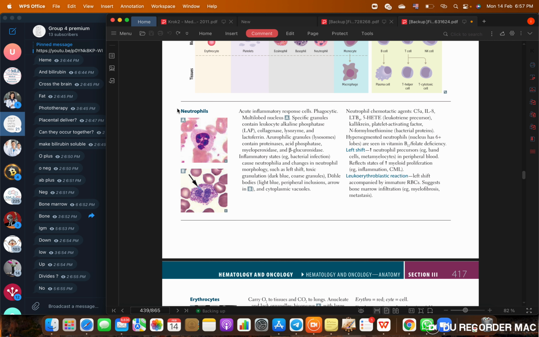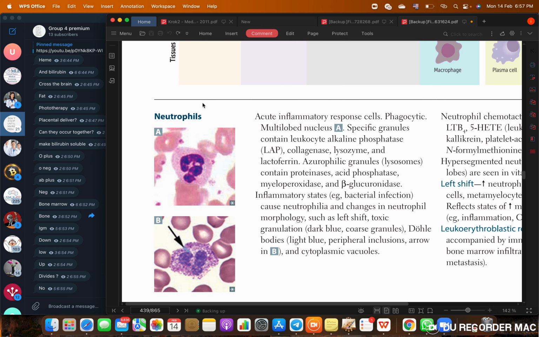The neutrophils are as follows. Acute inflammatory response cells. Remember, neutrophils are acute inflammation. Lymphocytes are chronic inflammation. They have phagocytic function, which means they can eat. Phago means eat the debris, and they have multiple nuclei, multi-lobed nuclei. Specific granules inside of them contain leukocyte alkaline phosphatase. This will be super important, and it will help us differentiate if the patient has a leukemoid reaction or leukemia. You're like, wait.